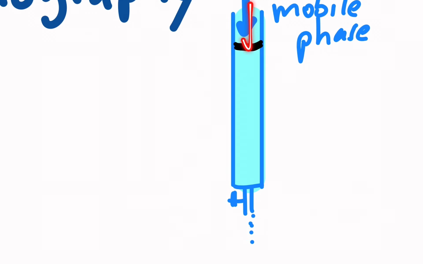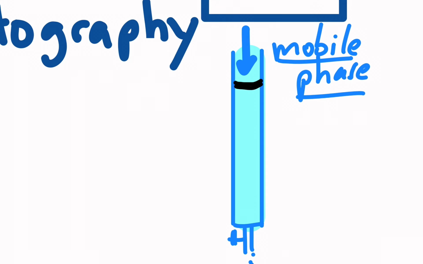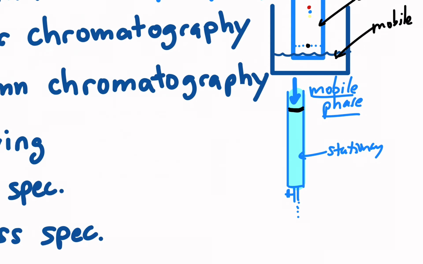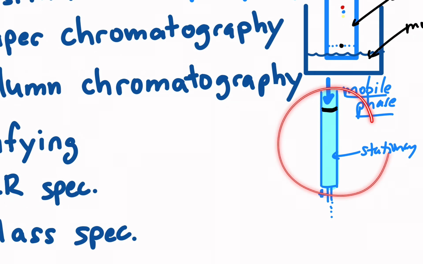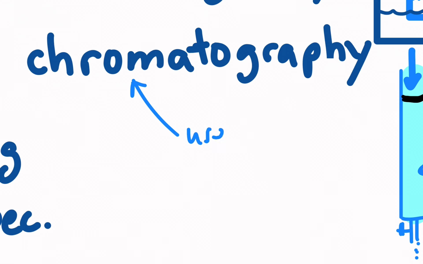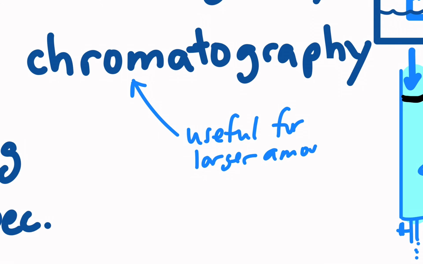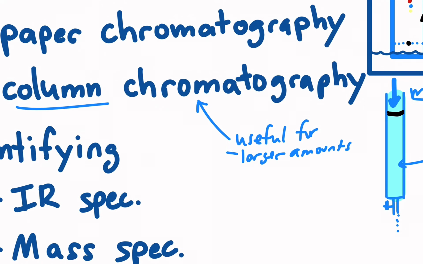And as the mobile phase pushes the sample through the column, it will separate, and the components will move at different rates, because some will stick to the mobile phase more, and some will stick to the stationary phase more. But the principle is the same. It's all about getting them to stick to things more or less than the other component. Paper chromatography is useful for just analyzing things, but if you actually want to separate large amounts, you would use column chromatography. So I'll say useful for larger amounts. That's called column chromatography. That's what that's all about.